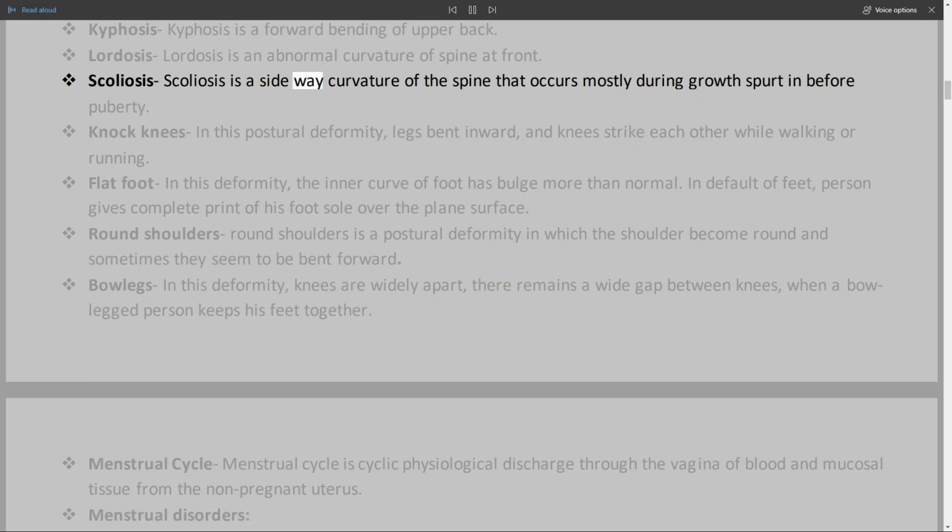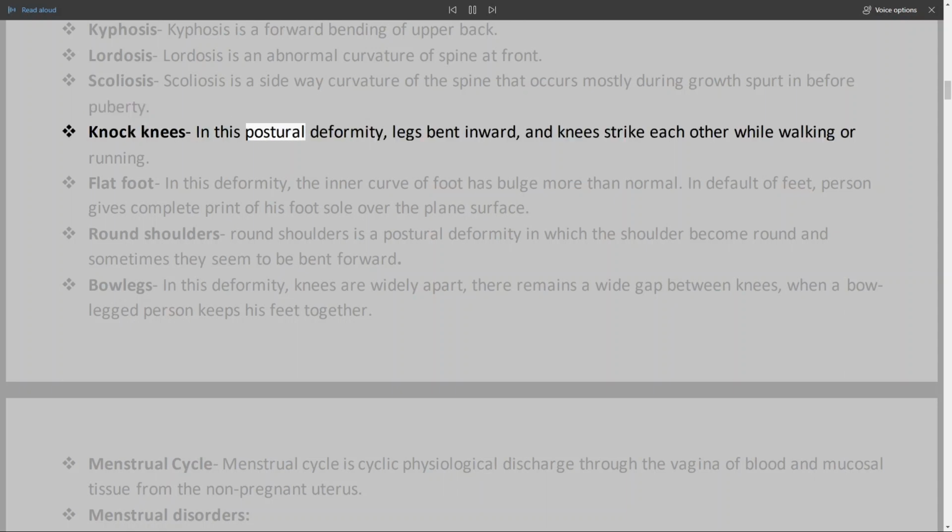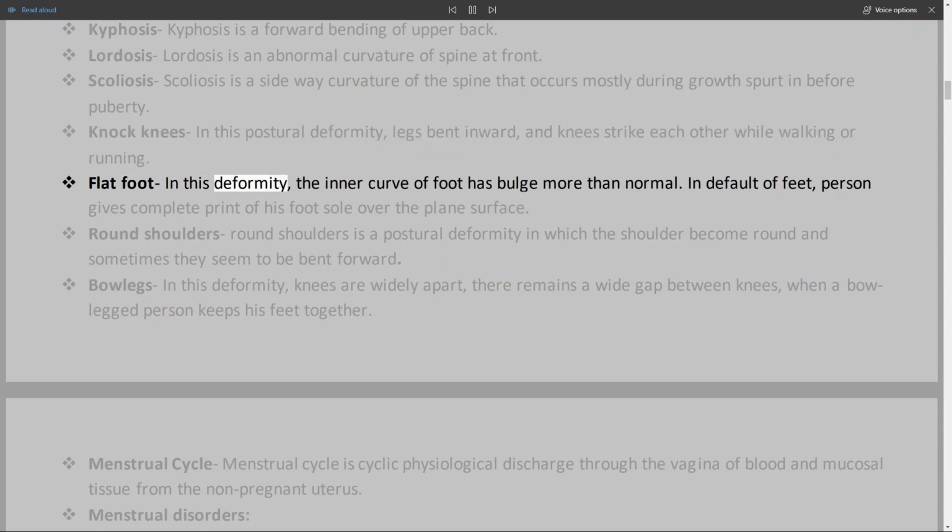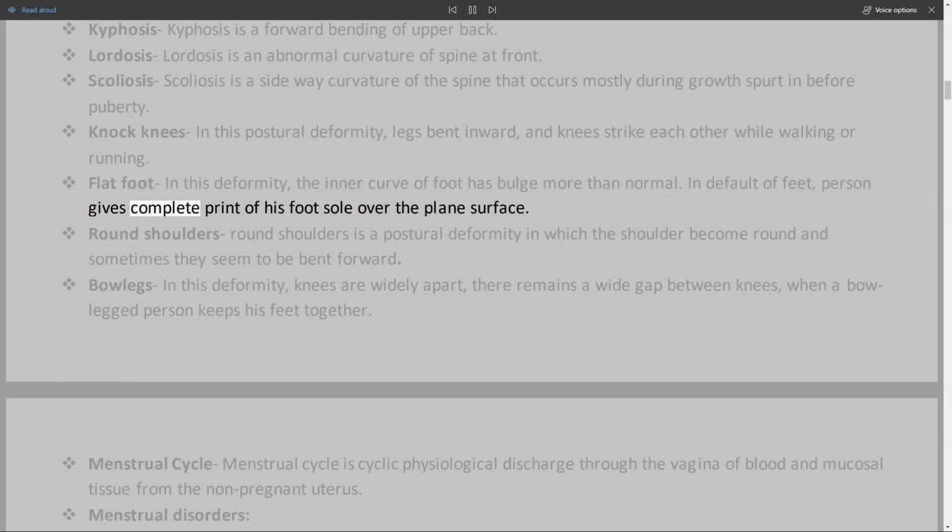Scoliosis is a sideway curvature of the spine that occurs mostly during growth spurt and before puberty. Knock knees. In this postural deformity, legs bend inward, and knees strike each other while walking or running. Flat foot. In this deformity, the inner curve of the foot bulges more than normal. In this deformity, a person gives a complete print of his foot sole over a plane surface.